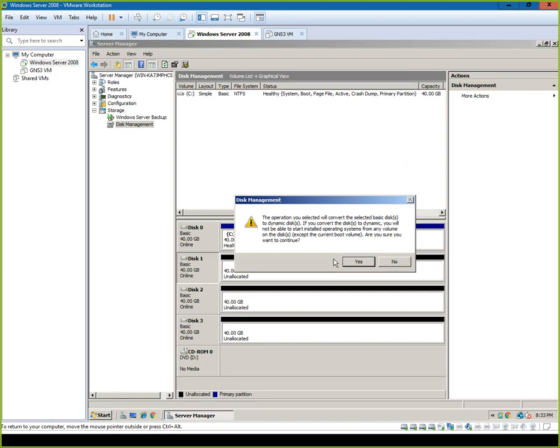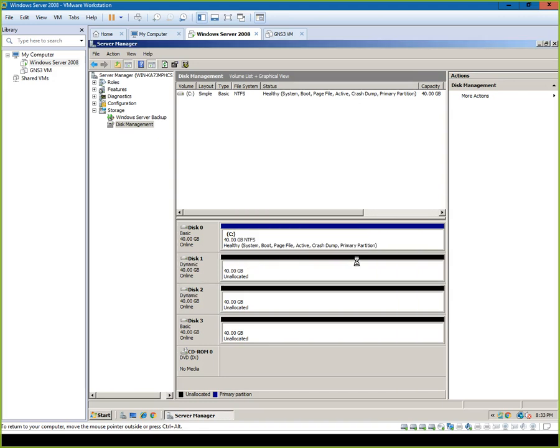When we finish this, the operation you select will convert the disks to dynamic disk. Yes, it will, because in Windows they have to be dynamic disks in order to do that. So now we have this, and it's doing the quick format. We have the stripe. We can see we have a stripe here with these 2 disks.